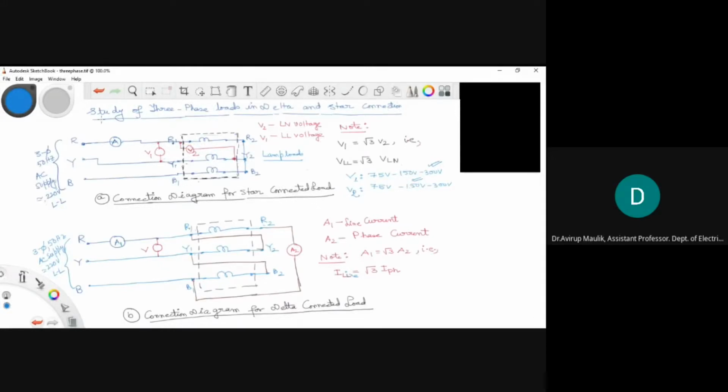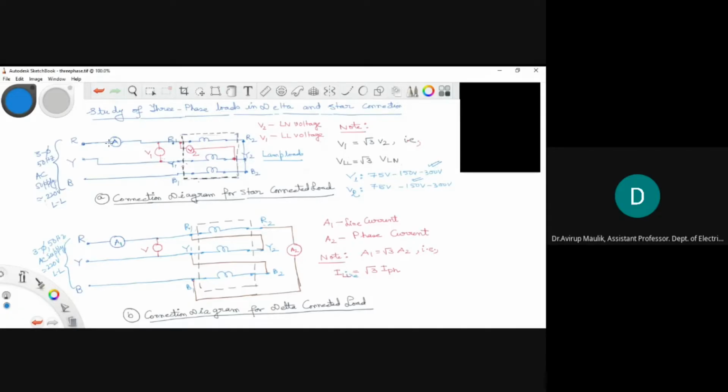In this video, we will study three-phase loads connected in delta and star. For this experiment, we have used lamps to simulate the load. Figure A shows you the connection diagram for star-connected loads. Terminals R2, Y2 and B2 on the load side are shorted to form the neutral point.